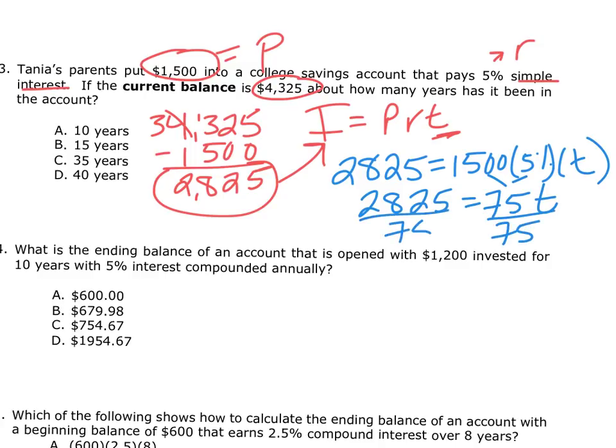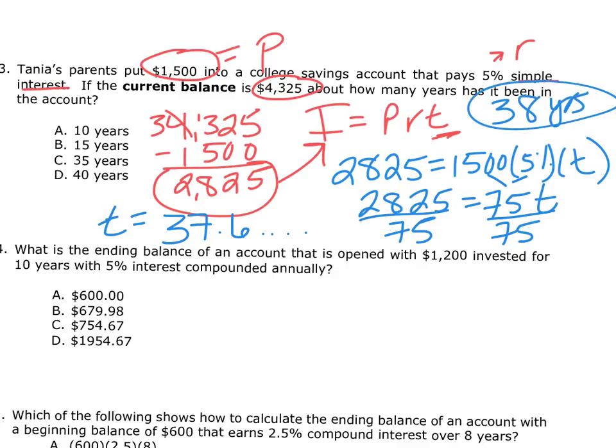Now this problem doesn't come out exact. I think I changed it from an old problem and didn't do a good job at changing it. So let's see. 2825 divided by 75 gives me 37.6, etc. So about 38 years, which, for college, doesn't seem like a reasonable answer, but that's what we get. And so the closest to 38 years will be 40 years because it's only 2 years away instead of 3 years away.